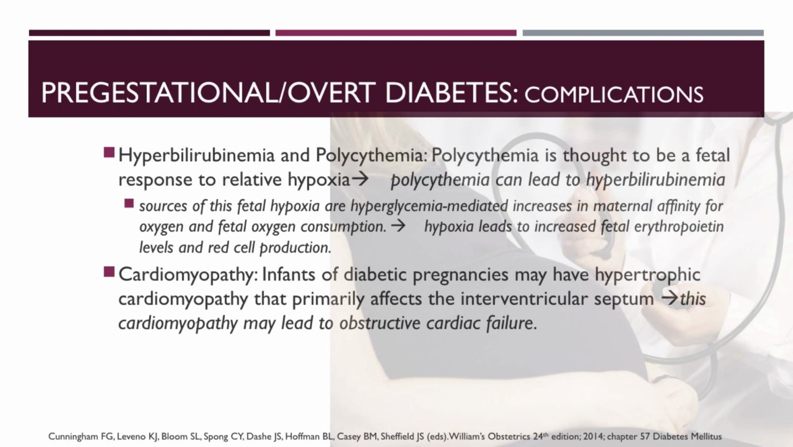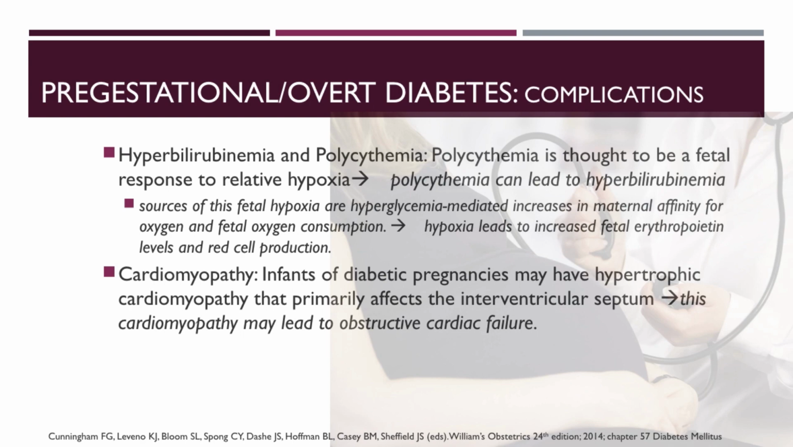Polycythemia is thought to be a fetal response to relative hypoxia, and polycythemia can lead to hyperbilirubinemia. Sources of this fetal hypoxia are hyperglycemia-mediated increases in maternal affinity for oxygen and fetal oxygen consumption. Hypoxia leads to increased fetal erythropoietin levels and red cell production.